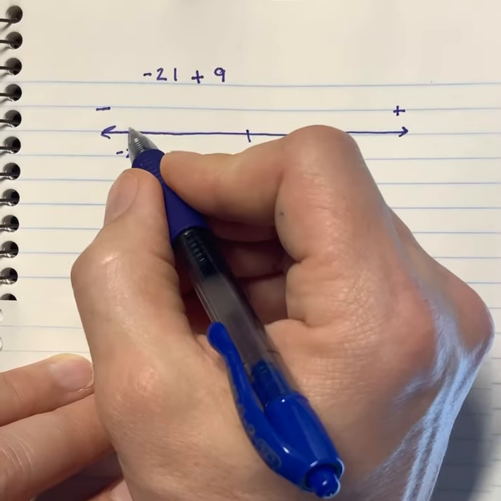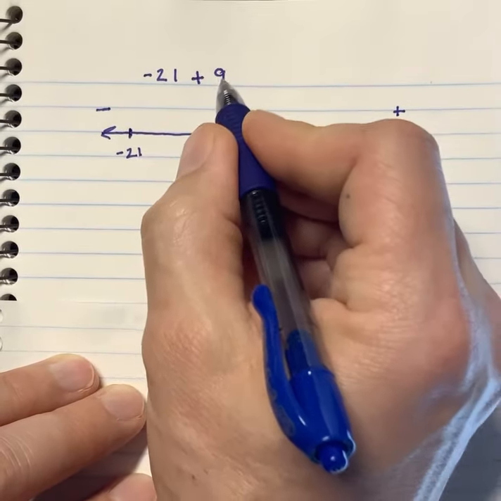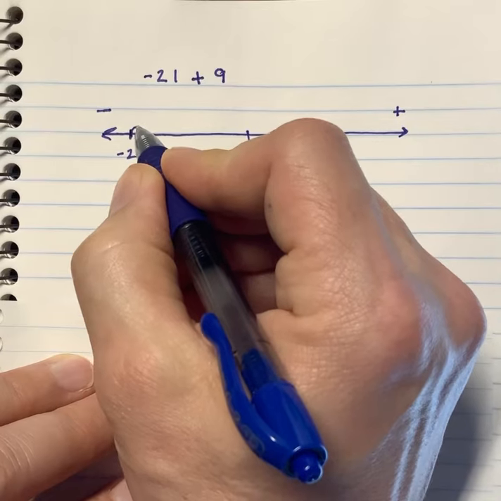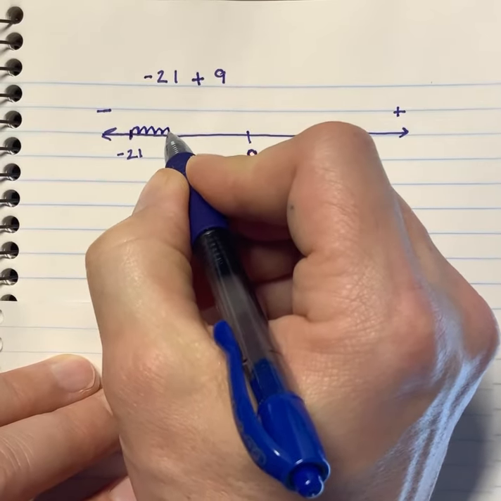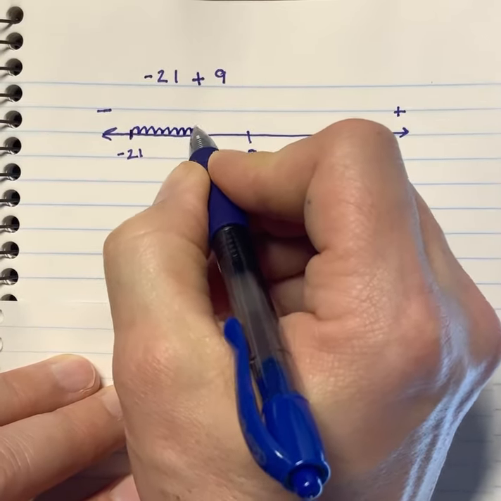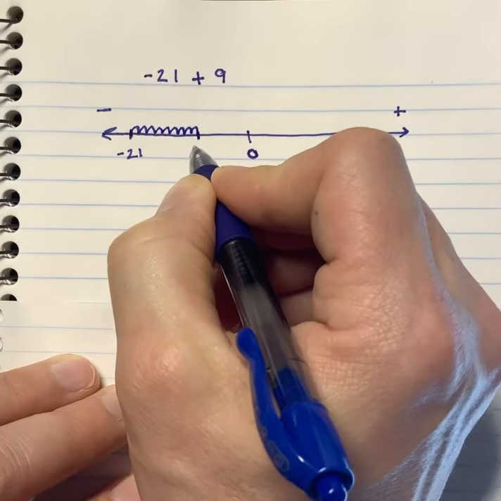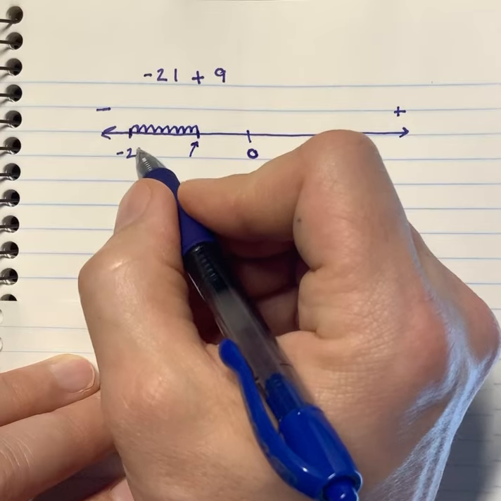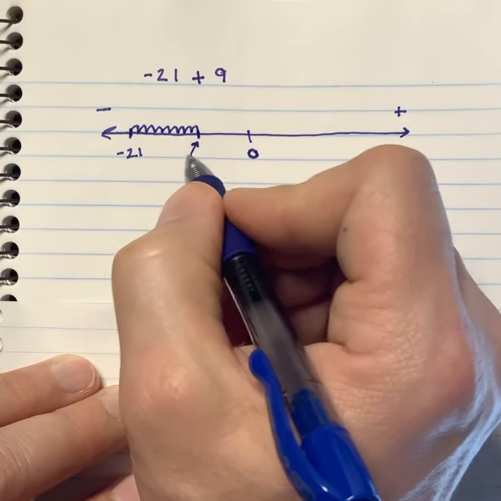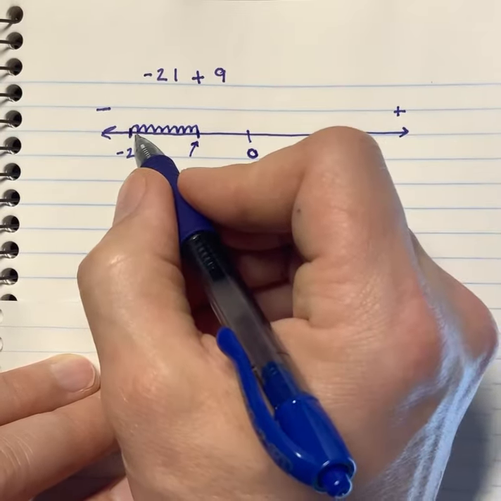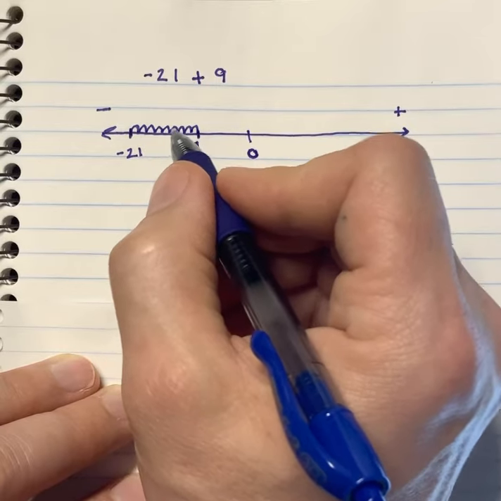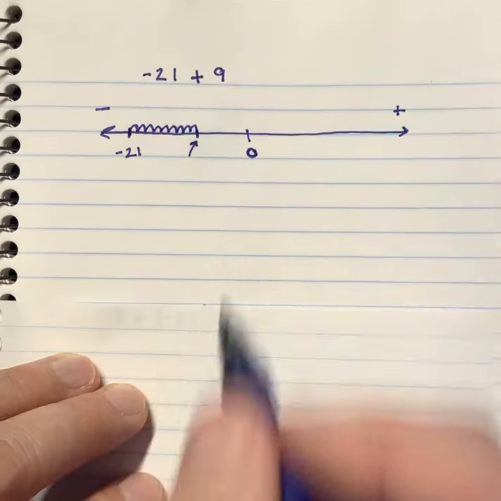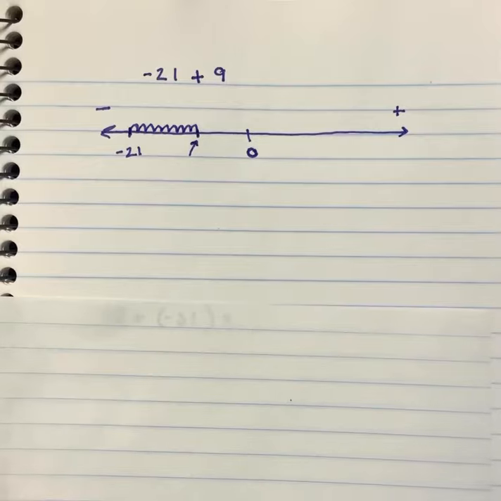So I'm going to take this negative 21 and move over 9 spaces to the right because it's positive. 1, 2, 3, 4, 5, 6, 7, 8, 9. Right here will be your answer. All you have to do is count backwards now because the negative numbers get smaller as they go to 0. Negative 20, negative 19, negative 18, so on and so forth until you get the answer right there.